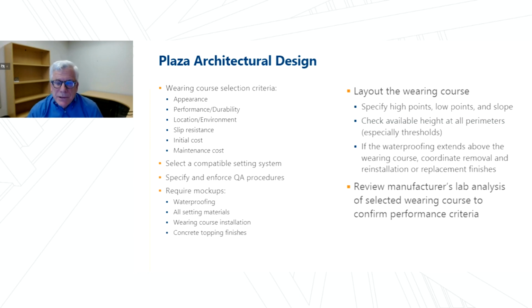Once again, I'm just going to summarize these, but there's a lot of things that play into the architectural design. Is the wearing course selection. There's all kinds of different criteria that the design team would want to look at. Is it compatible? You want to make sure it's compatible with the setting system. So once again, you have to understand not just how it looks, but how it goes together. You want to specify and enforce quality assurance procedures on the site during the work.